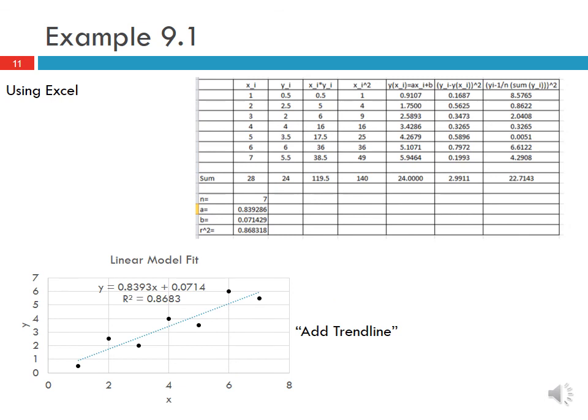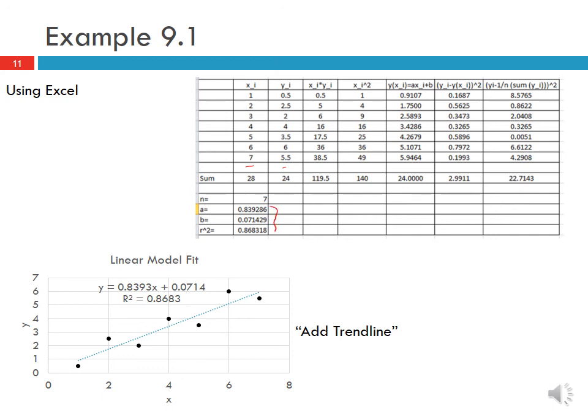We can also do this very easily using Excel. So this table puts together basically all of our quantities that we're interested in, all of our xi's, and then the sum, all of yi's, and then the sum, and all the other quantities that we are interested in. It calculates the a and the b as well as the r squared.